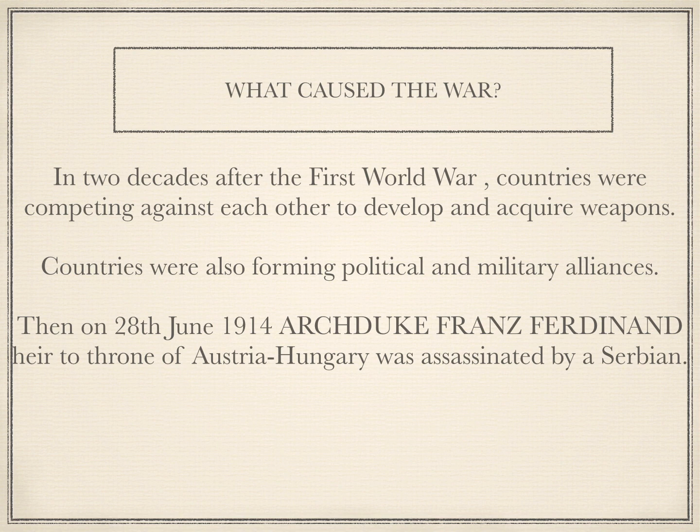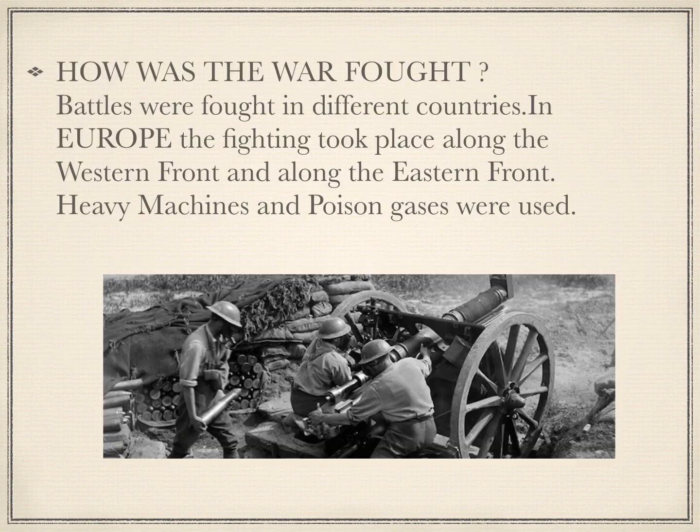Then on 28 June 1914, Archduke Franz Ferdinand, heir to the throne of Austria-Hungary, was assassinated by a Serbian. Soon Austria declared war on Serbia. As most countries had already formed alliances, they joined in to protect their allies.